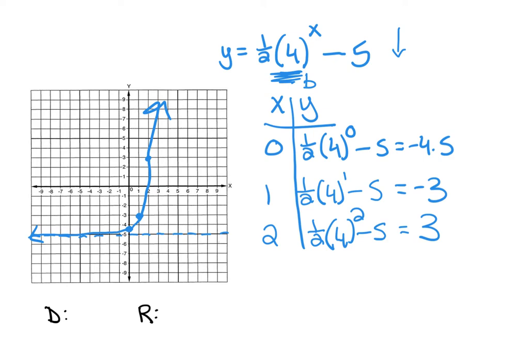All right, so now let's look at domain and range of this one. The domain is still all real numbers because it's going forever and ever in both x directions, but now it is hitting all y values that are greater than what? -5.